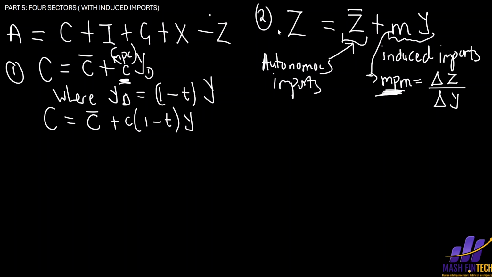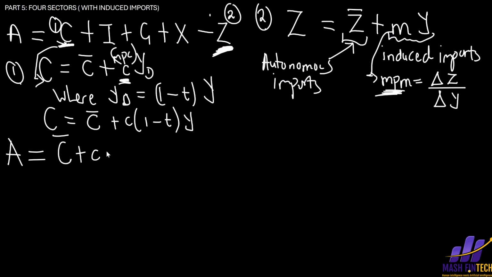We substitute this 1 and this 2. Where there is a C, we remove it and we put this. So here we substitute with 1. Here we substitute with 2. Where there is a Z, we substitute with 2. Such that our aggregate or total spending is going to be C, autonomous, plus marginal propensity to consume, 1 minus the tax, then the income.